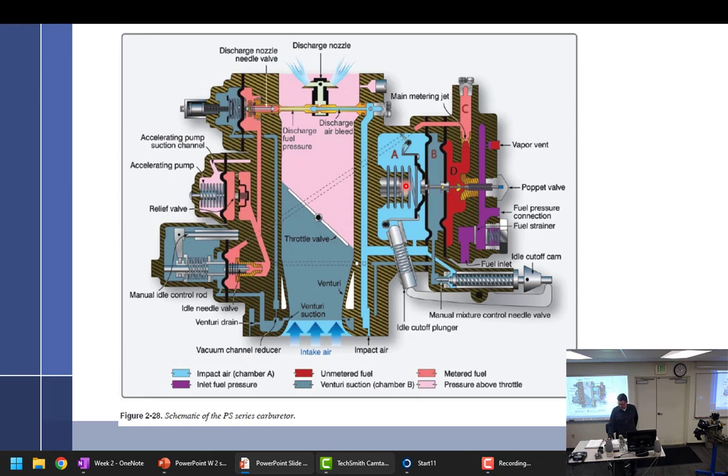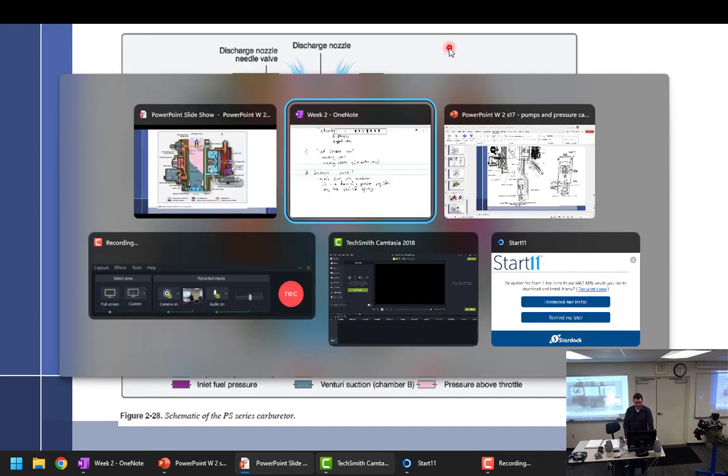All right. Idle system, we covered that. We covered the acceleration system. We covered that power enrichment that was up here. I superimposed. We got all that. Ooh, that's a lot of words. Vapor vent system. What does that do? It directs vapors back to the gas tank. Right back to the where? Fuel tank. Okay.